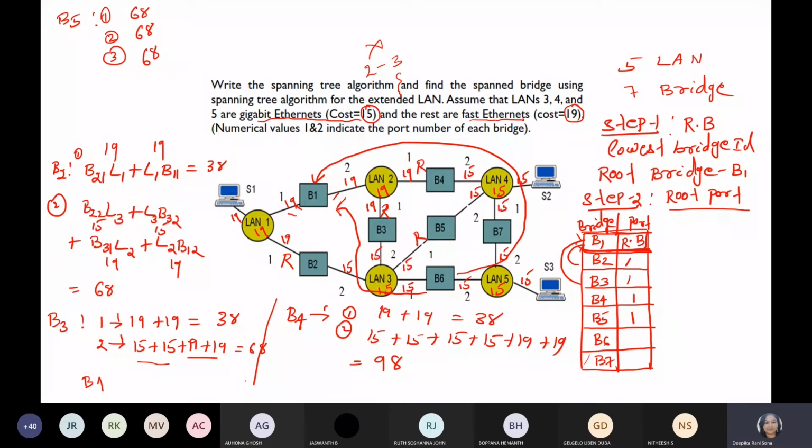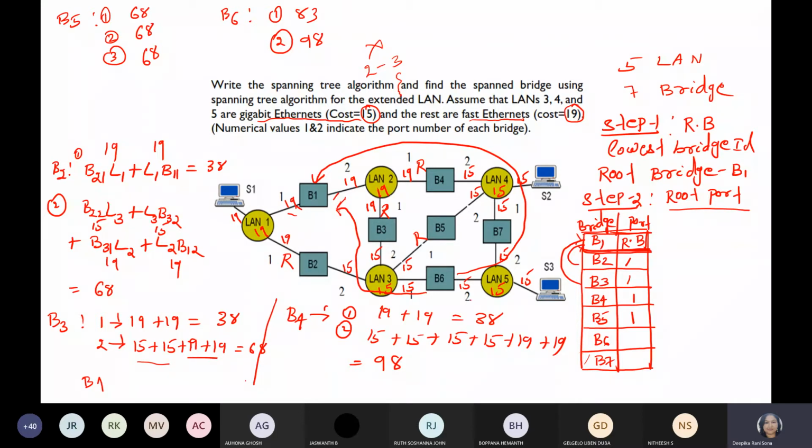15 plus 15 plus 15, 45 plus 38. How much is it? 83, ma'am. So for bridge 6, path 1 cost is 83. Path 2: 15 plus 15 plus 15 plus 15, 60 plus 38, 98, right? So 83 is the minimum cost.